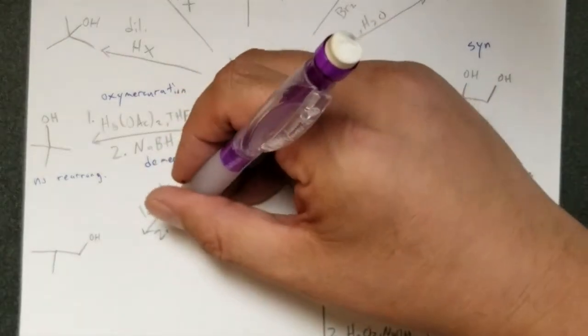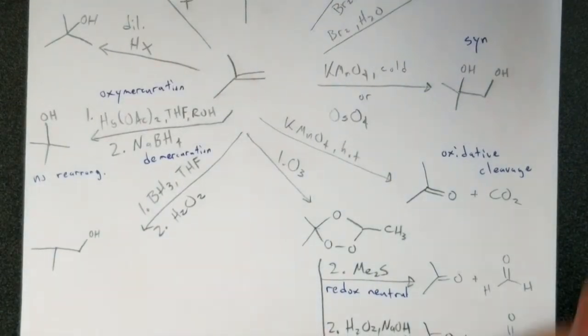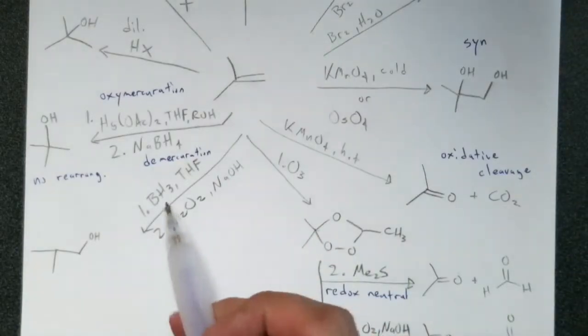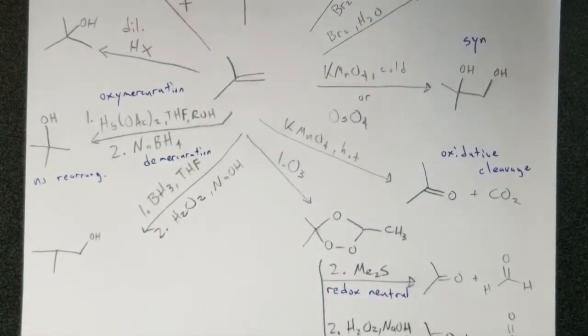H2O2, and NaOH. So hydroboration is the first step. The second step is oxidation.